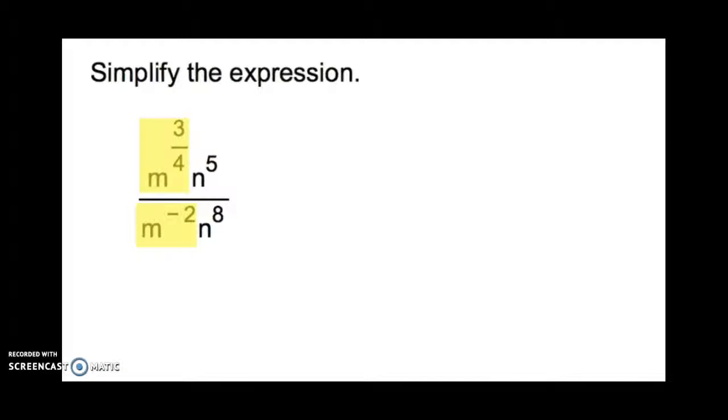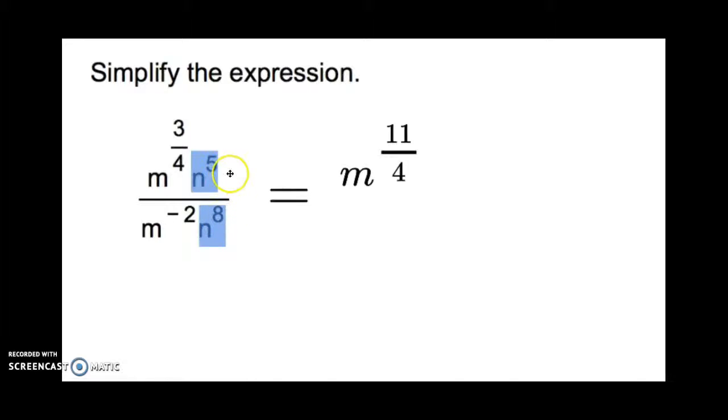So we should have m to the 11/4. Now let's take a look at the n's. Now the trick I like to use on this is always subtract the larger exponent from the smaller one. The larger exponent is 8, and so we do 8 minus 5, and that gives you a +3.